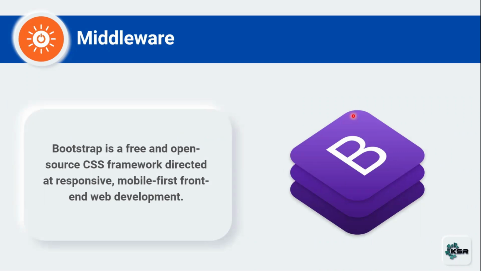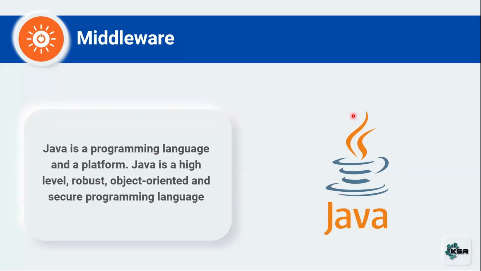CSS is the framework, and on top of it we are going to use Bootstrap, where it is very easy to develop the user interface screen. In middleware, we'll see core Java, which is the backbone of any backend technology, an object-oriented and secure programming language. What is object-oriented? We can use objects, classes, interfaces, inheritance, and everything. We will interact with our database directly using POJO of Java. What is POJO? Plain Old Java Object.